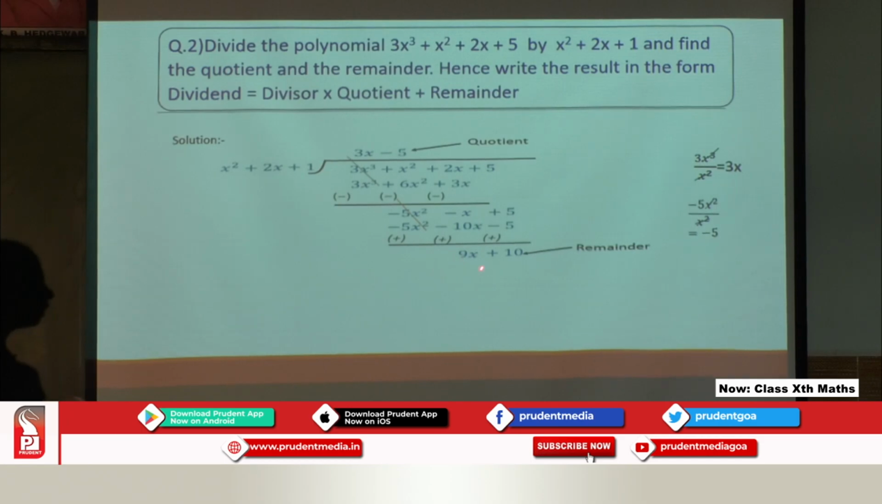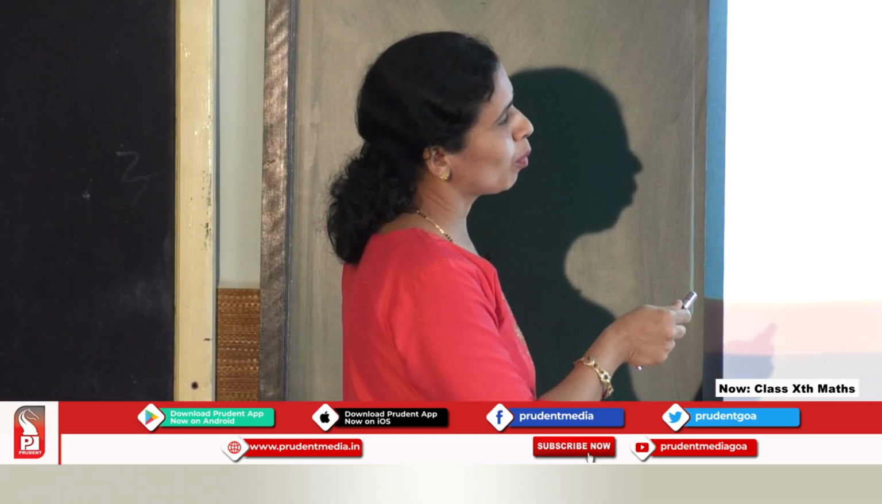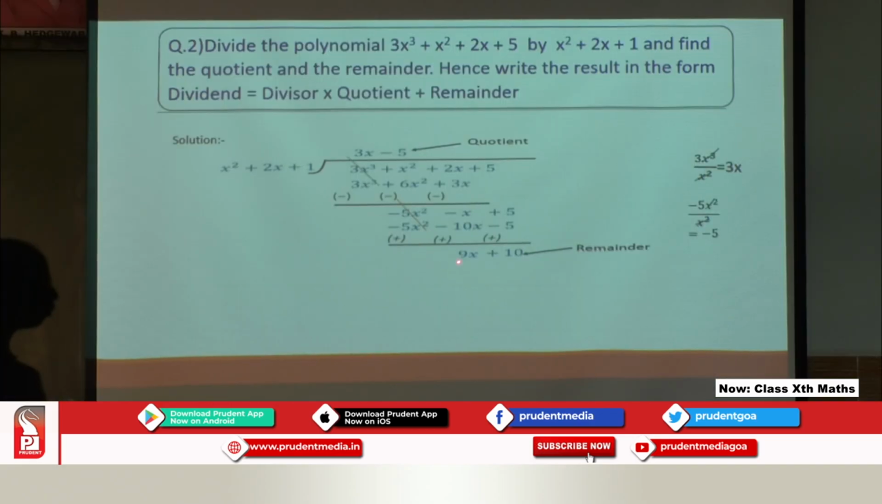Again we cannot proceed with the division here, because the highest power of the remainder is 1, but the highest degree of the divisor is 2. So we can always proceed with the division only when the highest power of the dividend is greater than the highest degree of the divisor. So here we cannot proceed with the division, now we should stop here. So here we got remainder as 9x plus 10 and the quotient as 3x minus 5.